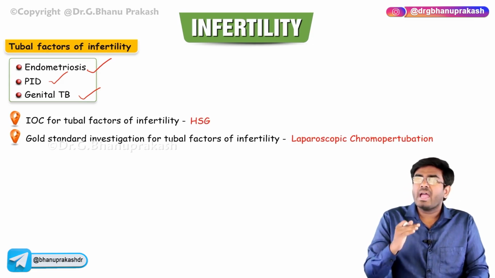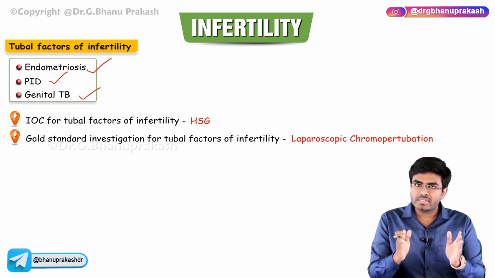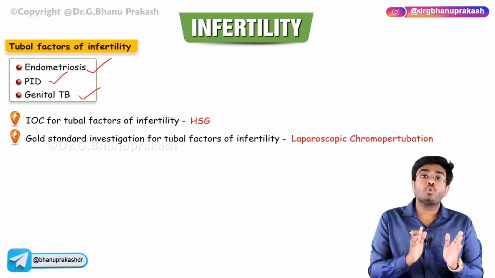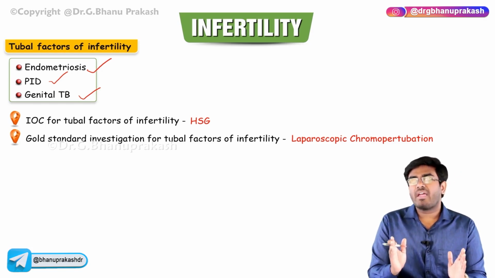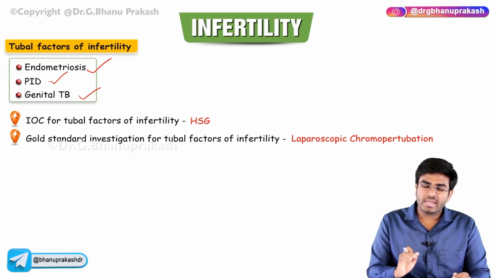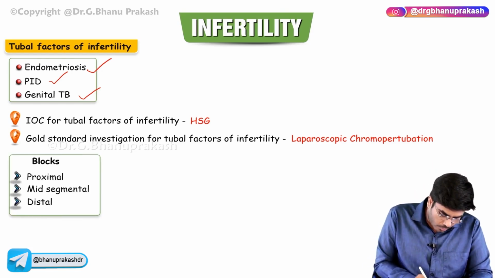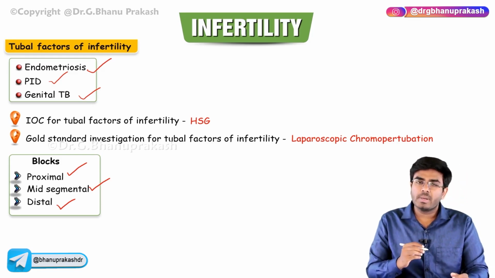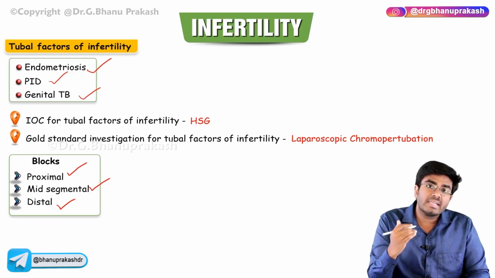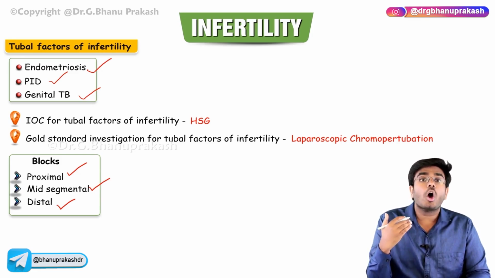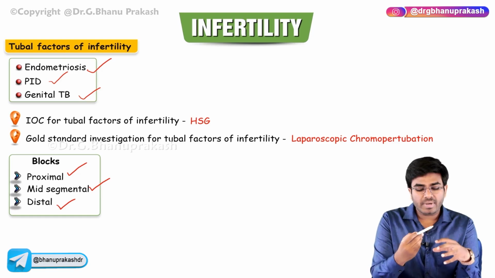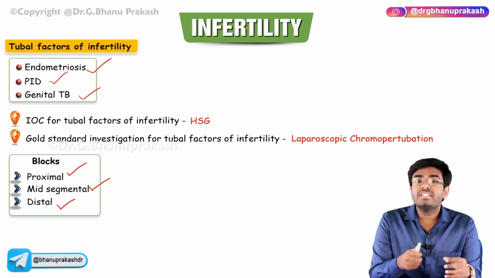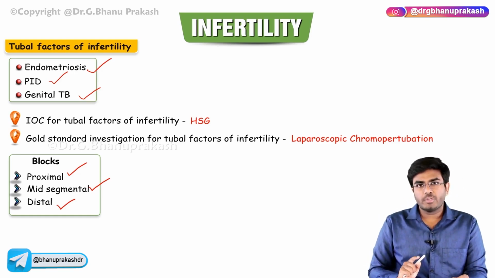Now, I have already said tubal factors of infertility means there are tubal blocks. So in how many places can the tubes have blocks? Majorly, the tubal blocks are classified into three types: proximal blocks, mid-segmental blocks, and distal blocks. Proximal block means the block is present near the angle of the uterus, or the cornua of the uterus. Distal blocks means the blocks present at the fimbrial end. Mid-segment block means in the middle of the fallopian tubes.